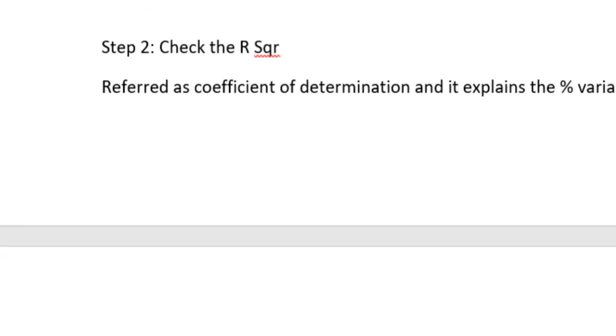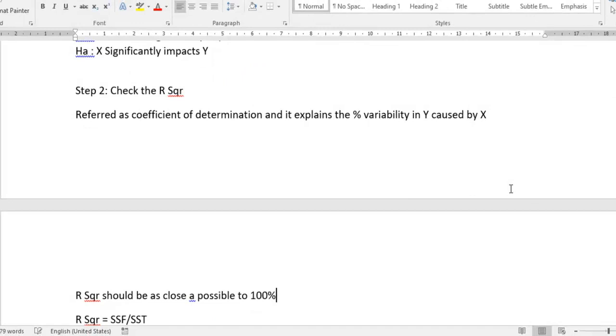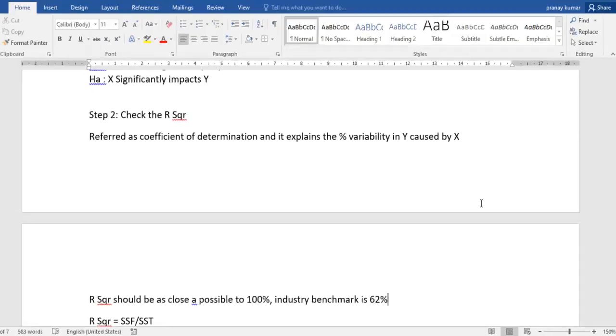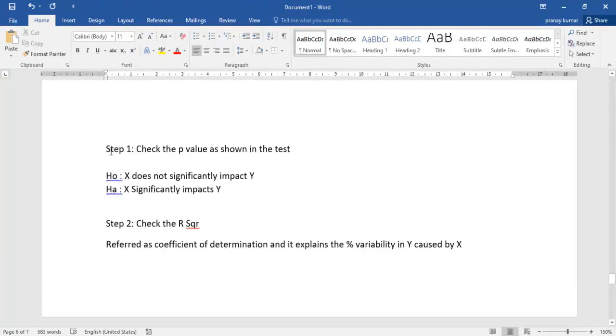R square should be as close as possible to 100%. Industry benchmark is 62%. अगर R square 62% से कम है, then the industry considers the factor to be not of high magnitude. Everyone, are we together?